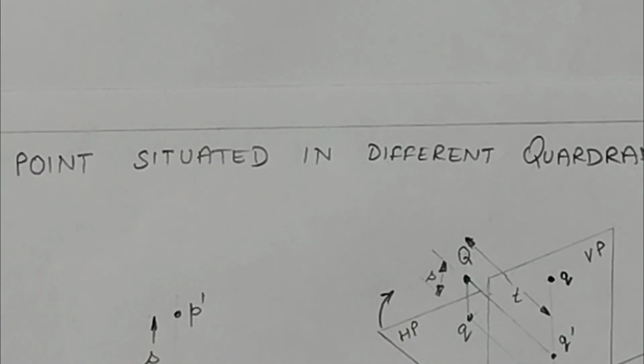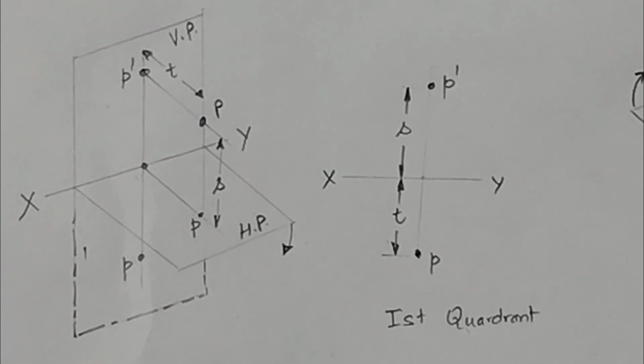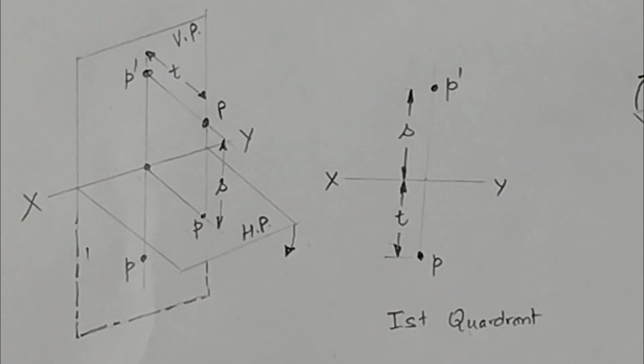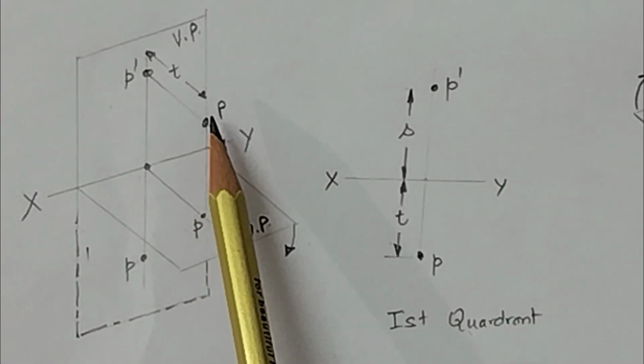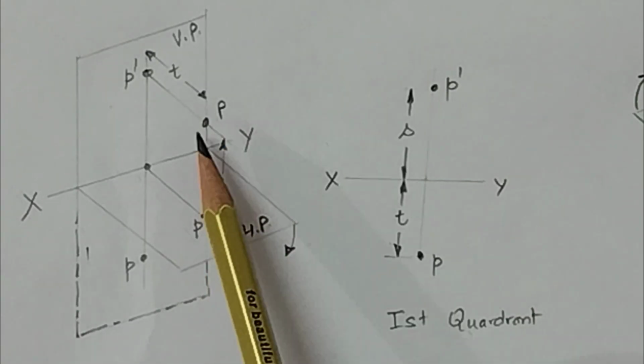We will discuss now points situated in different quadrants. So let us take the case when the point is lying in the first quadrant. So we take point P lying in the first quadrant. This one is the vertical plane, this one is the horizontal plane. So this is the point.